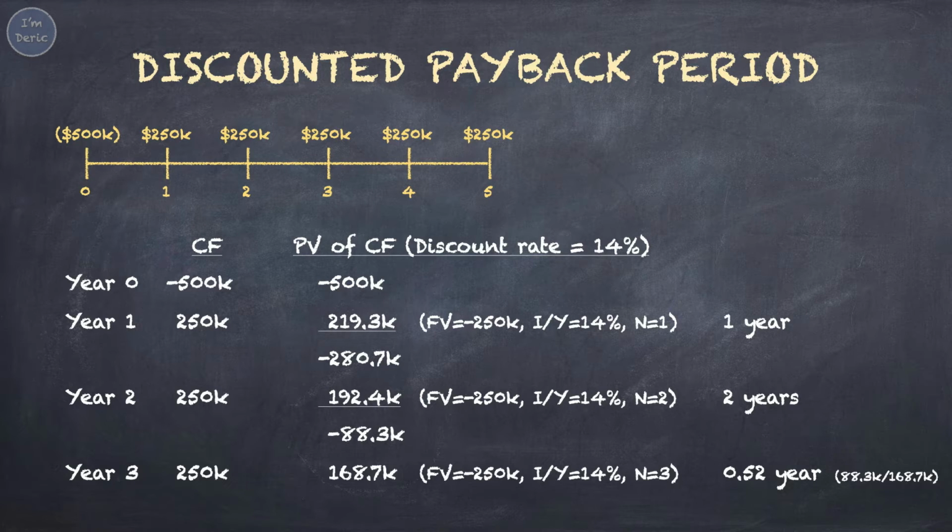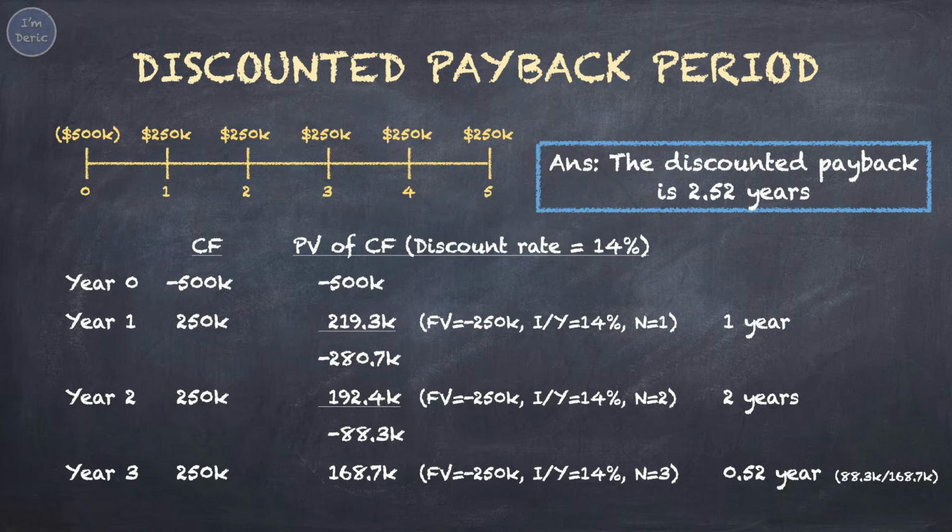Year 3, cash flow is also $250K. Using financial calculator, you will get a PV of $168.7K, which is more than the balance of $88.3K. So, we just take $88.3K over $168.7K, you will get 0.52 year. Add back the accumulated 2 years from previous calculation, then you will get the answer. The discounted payback is 2.52 years.